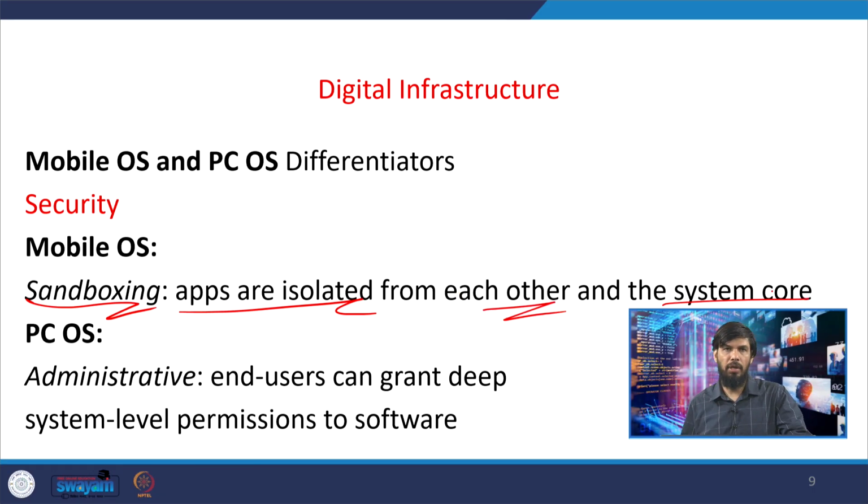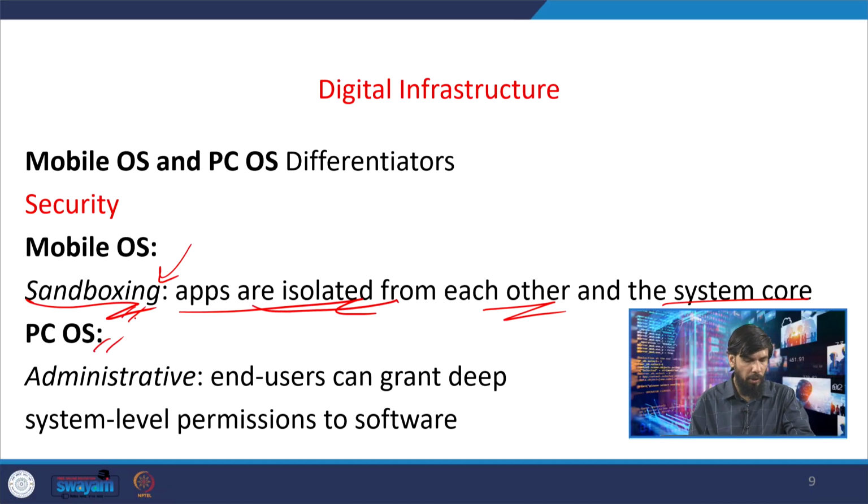So earlier also, in case of file system and other parameters, we touched upon this. Sandboxing is done because you don't want to allow one app to access data of another. So how do you do that? From a security point of view also, sandboxing is done, apps are isolated.